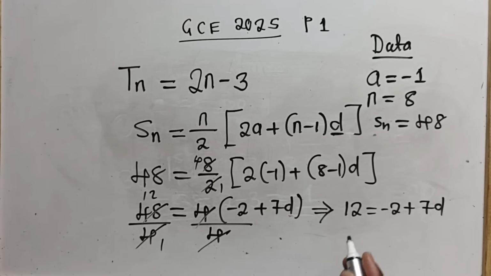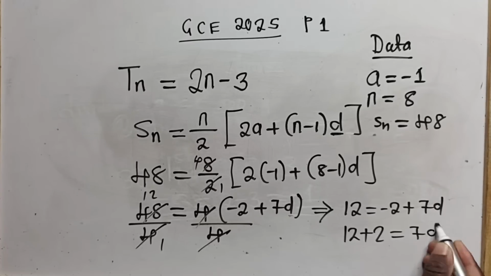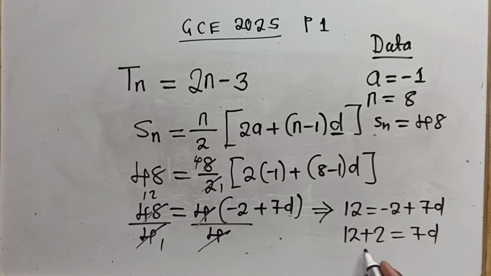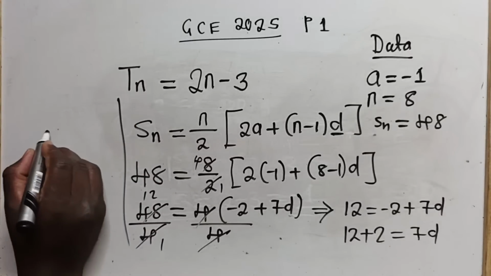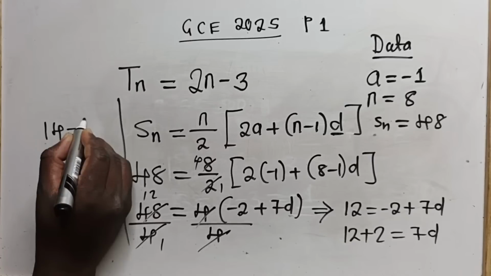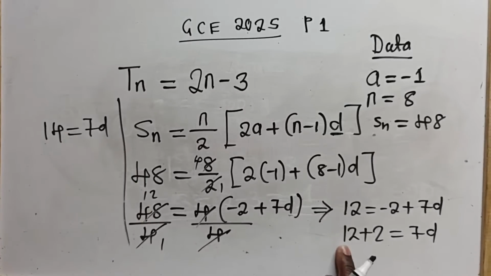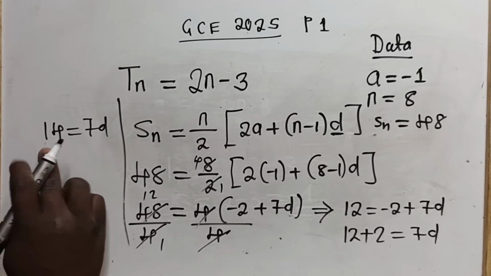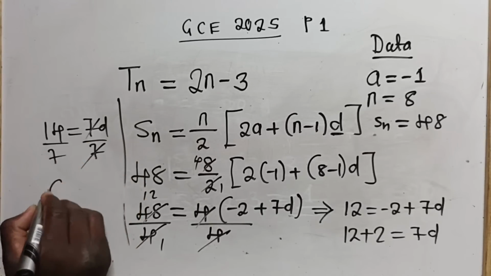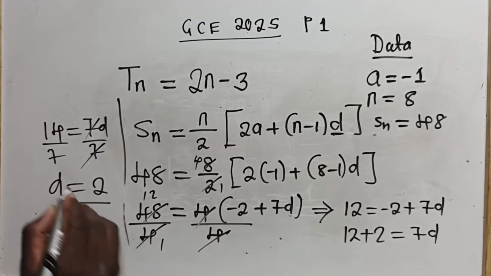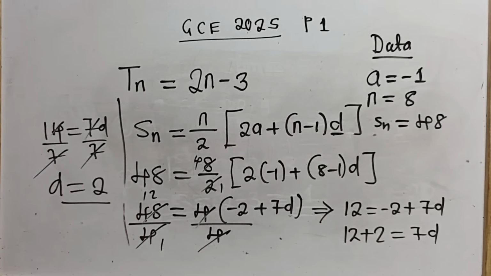So now this -2 will be plus 12 plus 2, which is equal to 7d, because 2 has come to this side. Let me clean up here. So we're getting 14 here is equal to 7d, because 12 plus 2 will give us 14. We now divide by 7, this and this will go. The value of d will be equal to 2. 7 into 14, it's 2. That's it, guys. That's it.